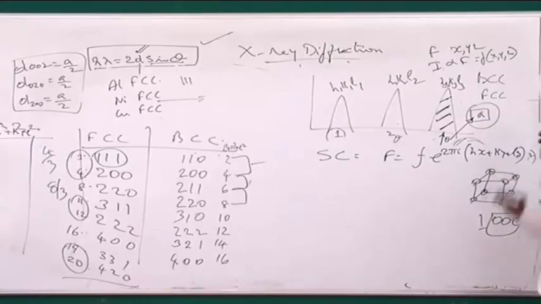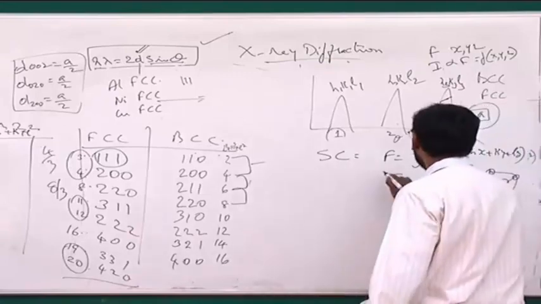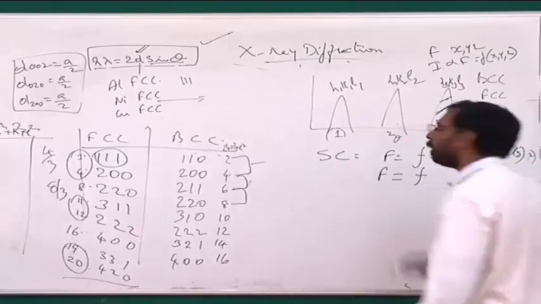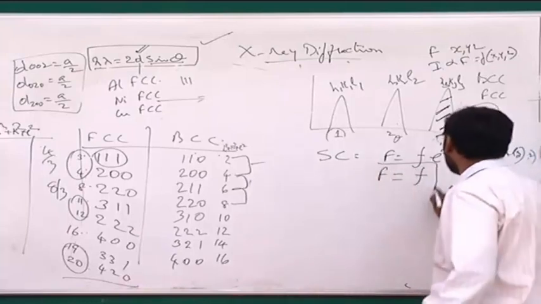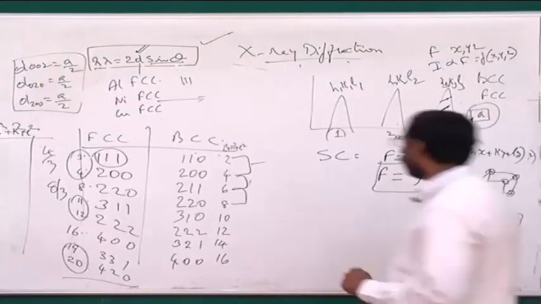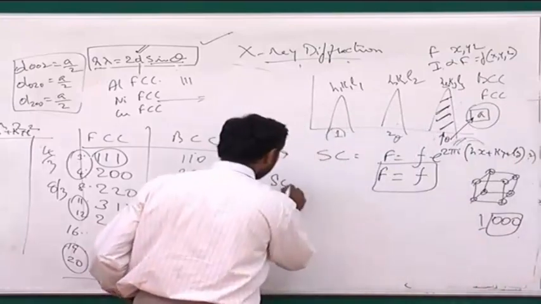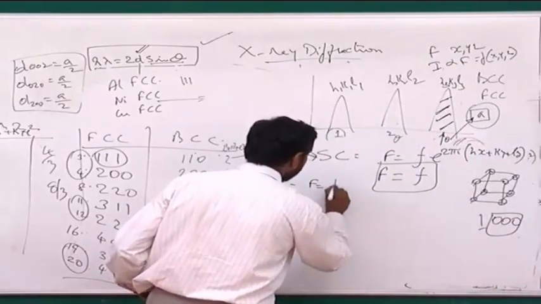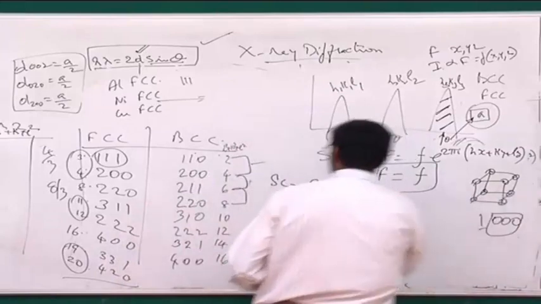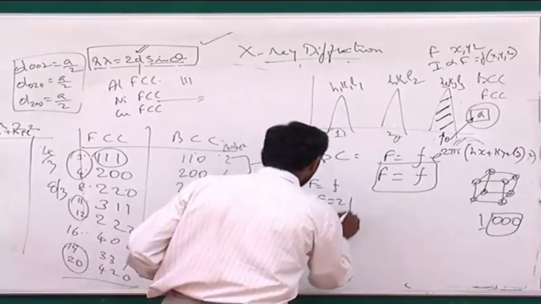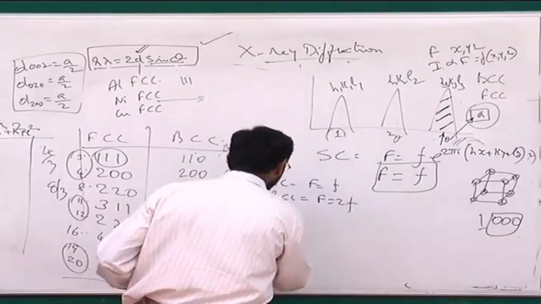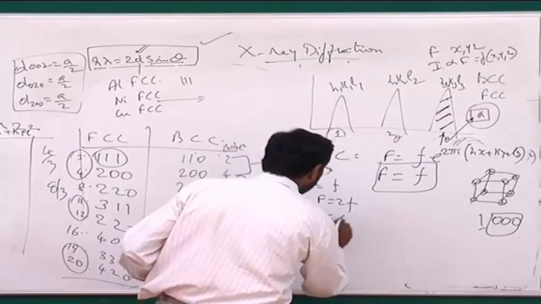And if I put that 0, 0, 0 here, you will get that capital F is equal to small f, because if I put 0, 0, 0, it is e power 2 pi i into 0, which is equal to 1. So that means the structure factor is only f. So for a simple cubic, F equals f, for BCC, F equals 2f, for FCC, F equals 4f.